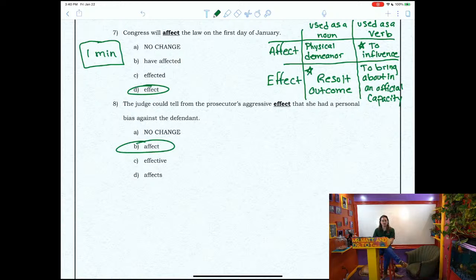If you have any questions, then please let me know. Otherwise, let's look at 9 and 10.